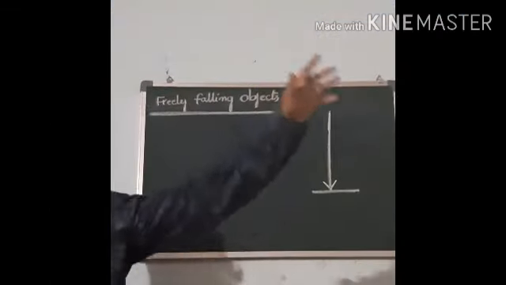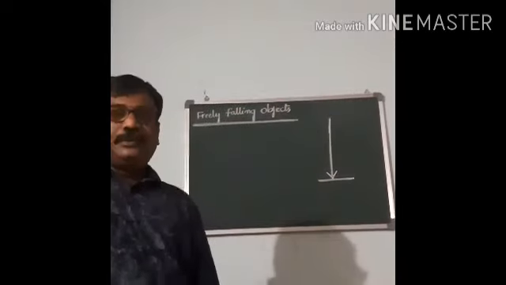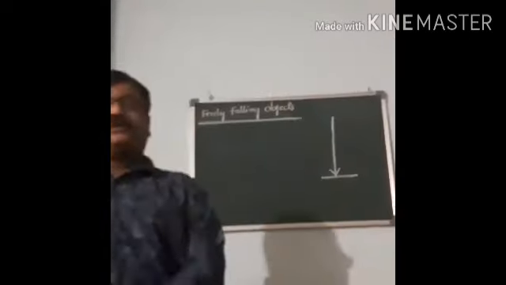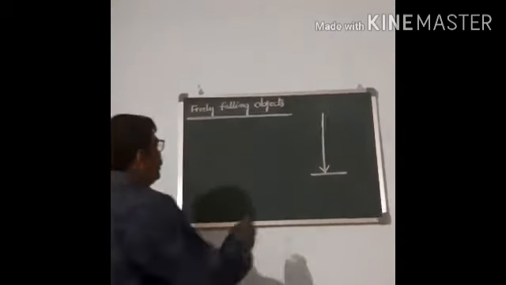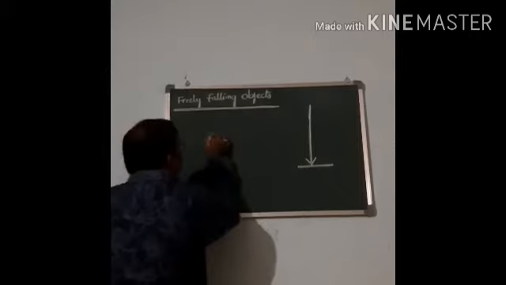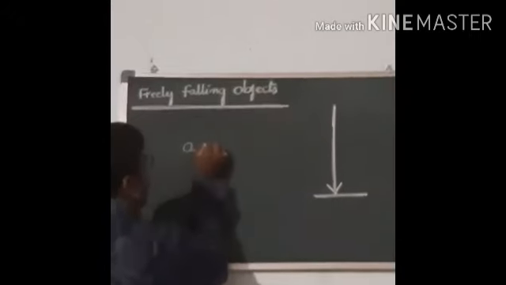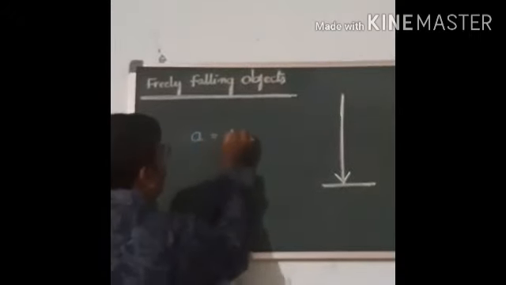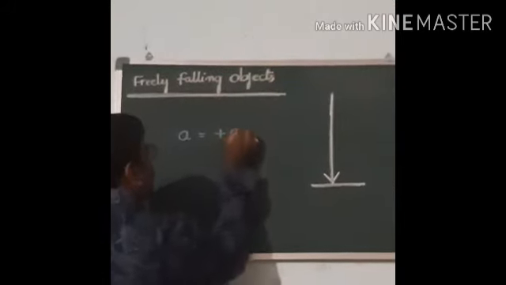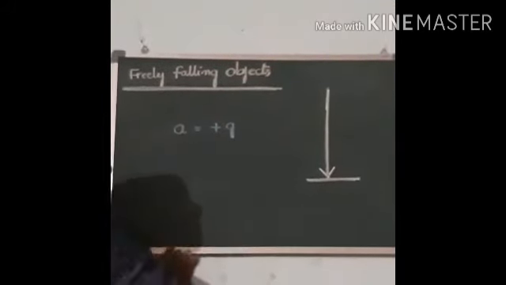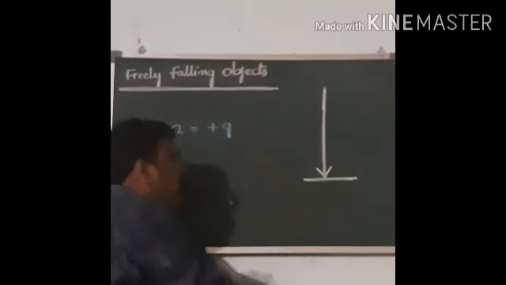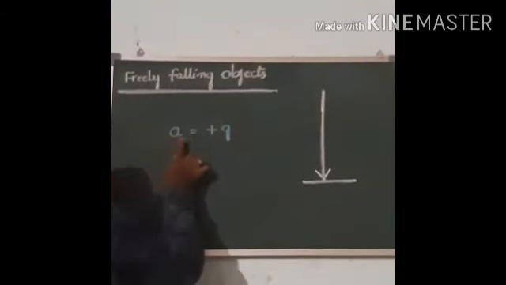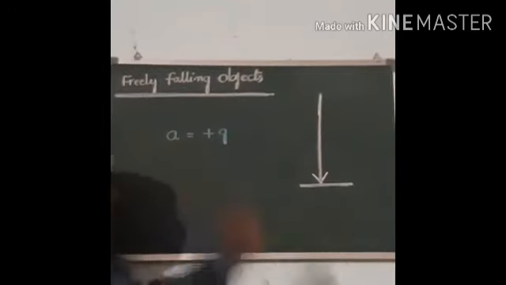In the case of a freely falling body, the object is coming downwards and earth's gravity is also downwards. Both are in the same direction, so we can write a equal to plus g. Why plus g? Because the object is coming downwards and gravity is downwards, both in the same direction.